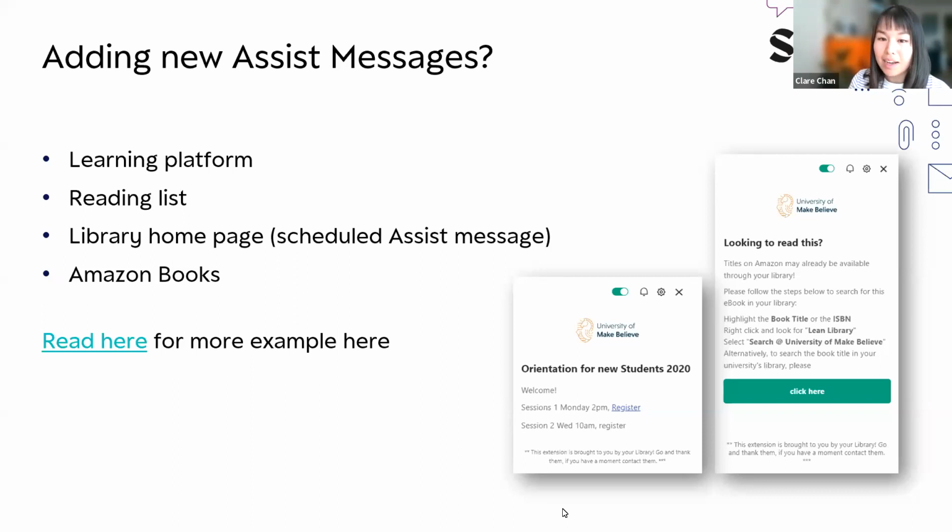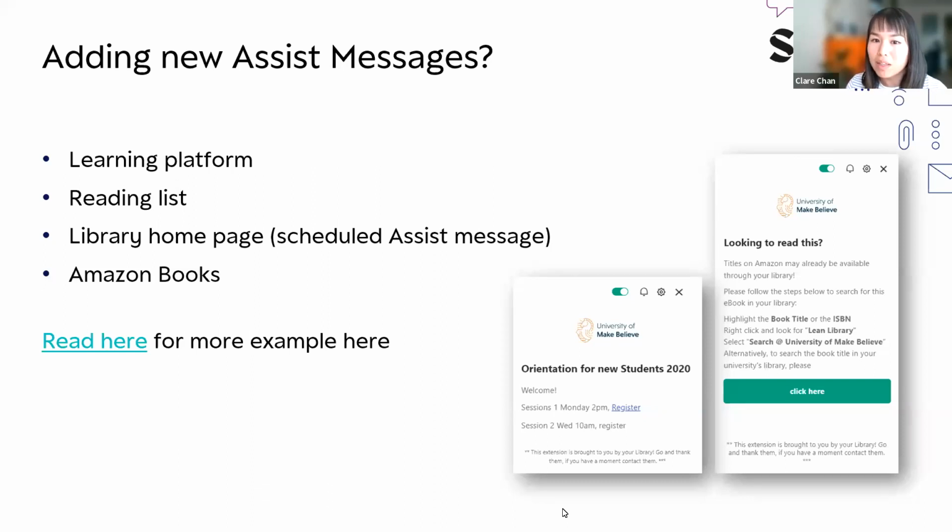But otherwise, there are other uses of assist messages, for example, putting one on your learning platform like Moodle or your reading list as well. Just maybe attach a link to them. If you have any questions about how to use this, please have a look at this guide. Anything that you can think of that will be helpful for patrons, you can always add a message for that.